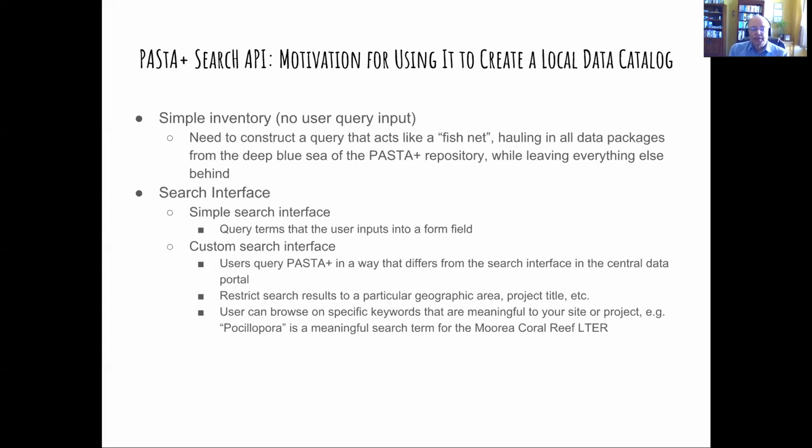Second, as part of that local data catalog, we may want to support a search interface for our end users. This may range in complexity from a simple search box that allows users to input one or more query terms, or we may want to build a highly customized search interface that supports some feature or behavior not found in the central EDI data portal. For example, we may want to build a search interface that suggests a number of keywords commonly used at our site or project and let the user select them from, say, a list box, or perhaps browse the terms organized in a tree hierarchy.